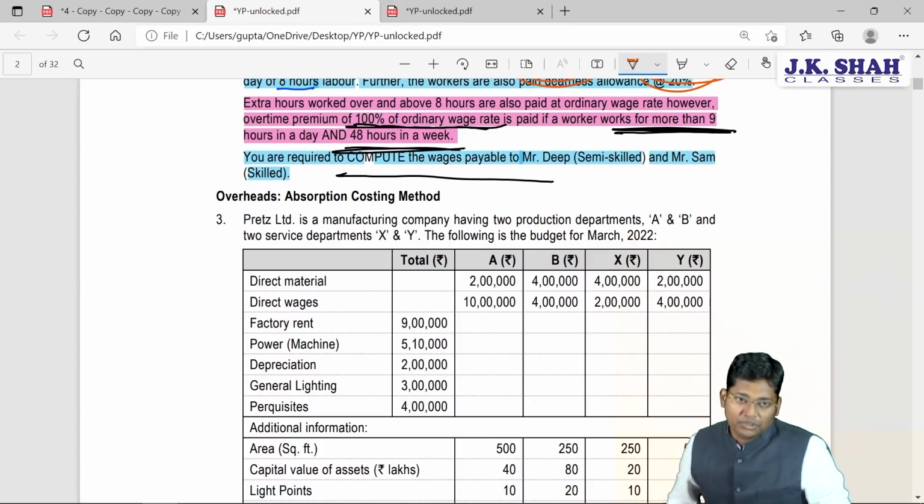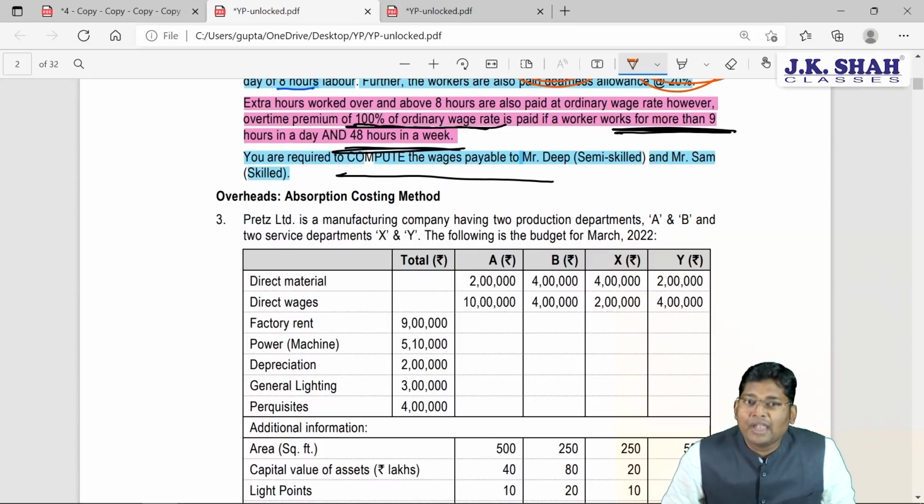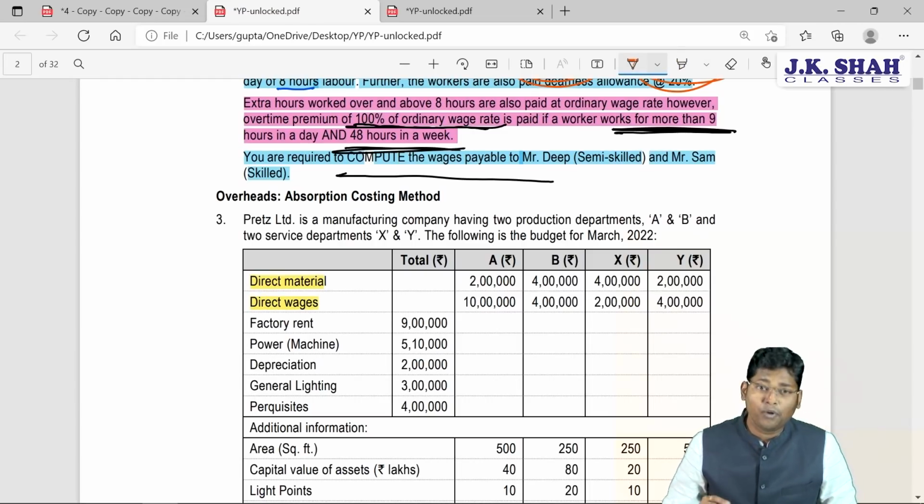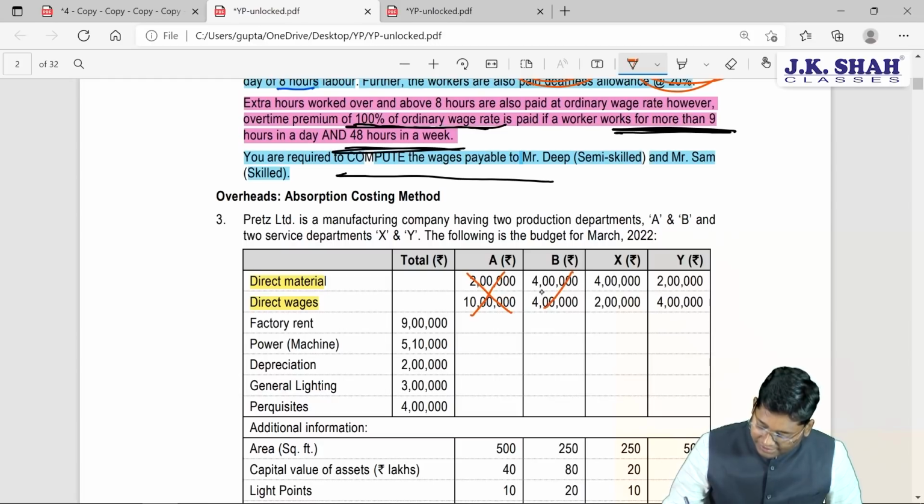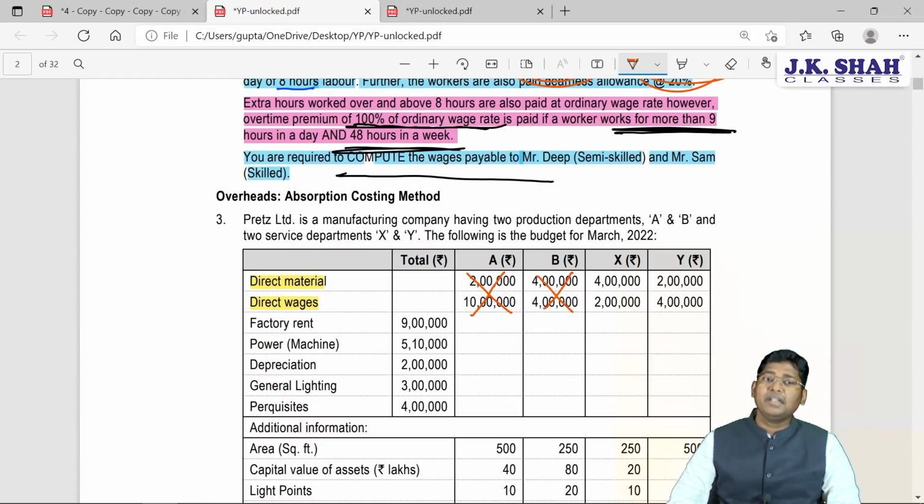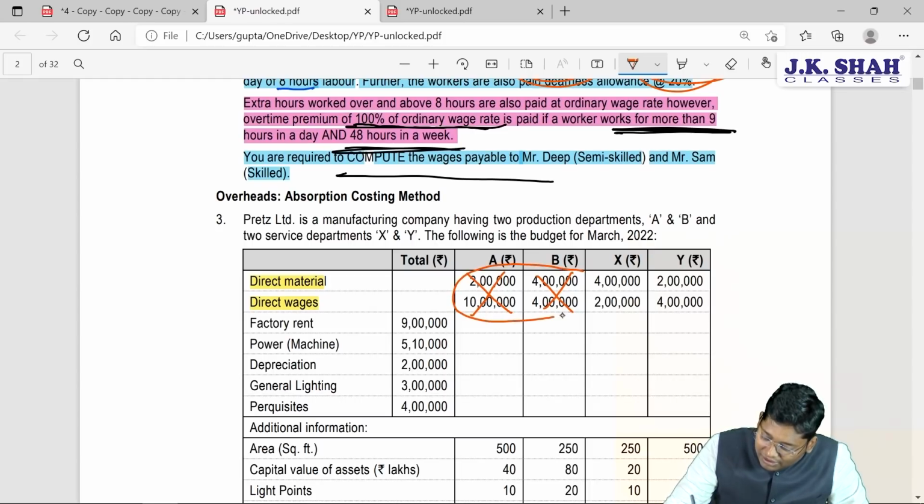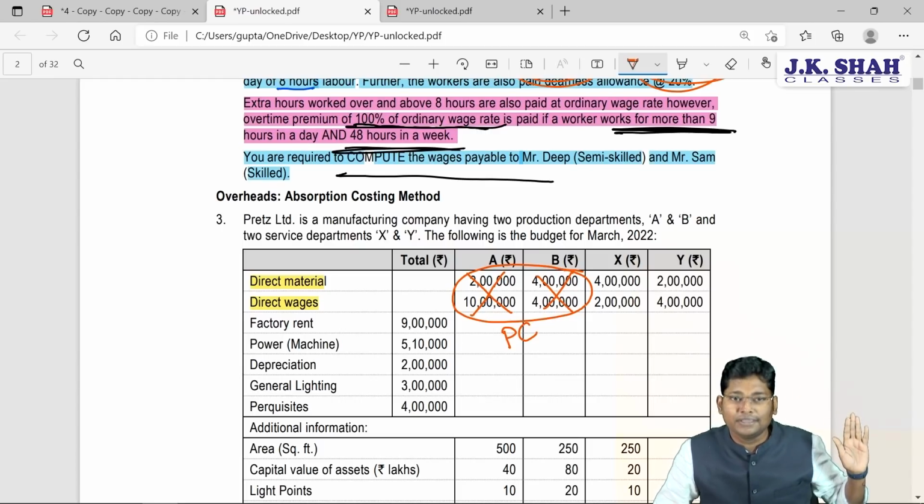Overhead chapter, absorption costing method, where Pritz Limited is a manufacturing company having two production departments A and B and two service departments X and Y, and the following budgeted data for March 2022 is available with us. Now here, the very first important point: direct material and direct wages are given. Students, this is the important point. Whenever direct expenses, direct wages or direct material, any element of direct cost is given in the question, you have to take care of one thing. When direct material and direct wages are given in the question, they form part of prime cost as far as the production department is concerned. Correct, no?